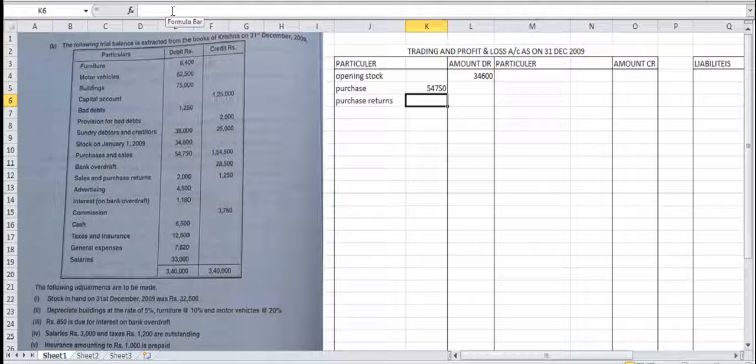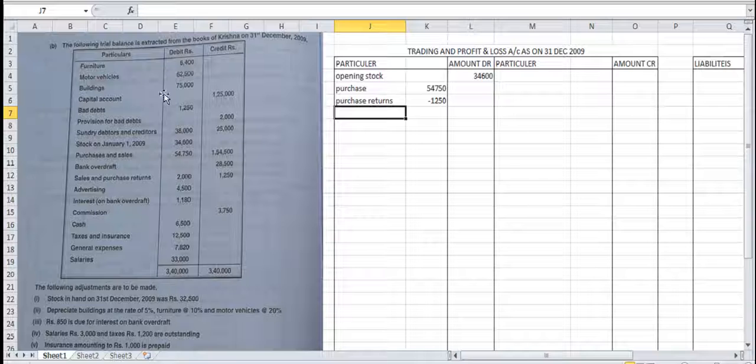Purchase return is minus 1250. Okay, now next entry: bank overdraft, salaries, purchase return, advertising, interest on bank overdraft. Commission won't come, cash, taxes, general insurance, salary also won't come. This is all indirect expenses. Salaries, indirect expenses, general expenses, taxes. Cash is an asset, commission is an income, interest is an indirect expense, advertising is an indirect expense. Salaries and purchase return we have taken. Bank overdraft is a liability. Purchase and sales we have taken. Okay, these are debit entries.